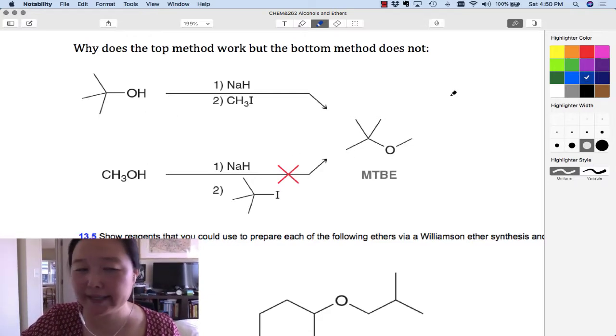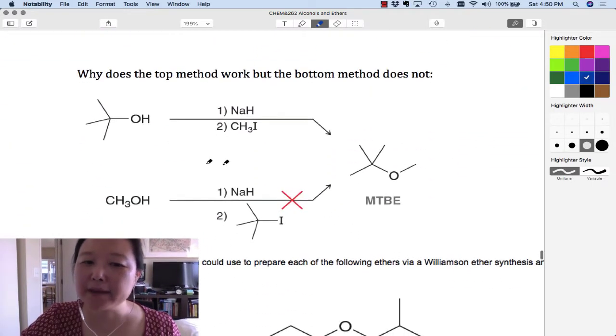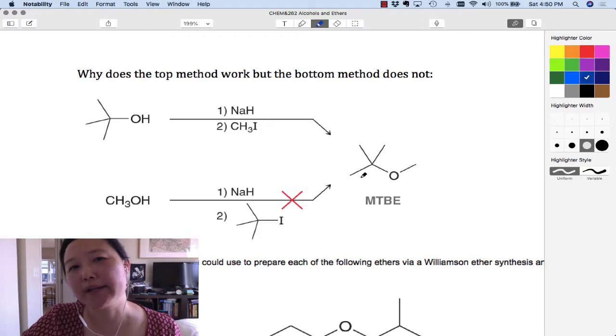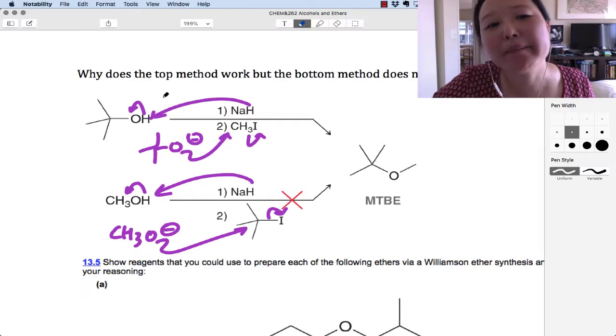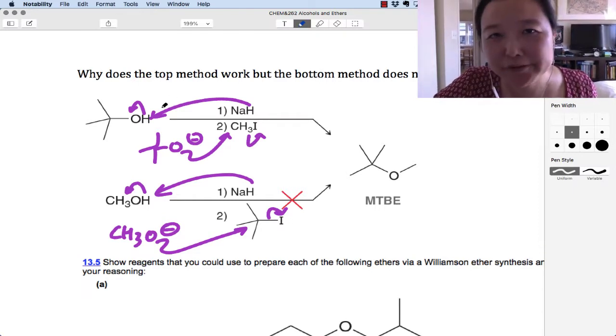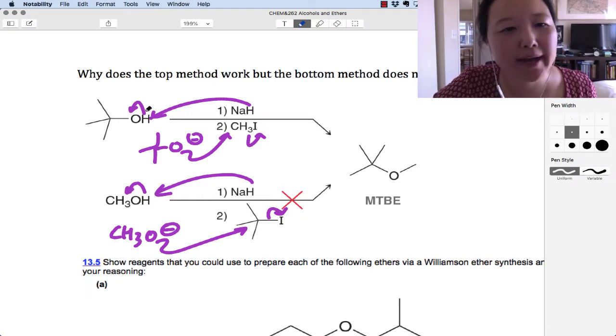Would you take a moment and work through the top, verify that it works using the Williamson ether mechanism that we just went through, and then think about doing the same thing, but with the bottom set of reagents, and see if you can think of any reason why the bottom one would not work as well. Okay, everyone, the key to this is remembering some of the concepts from first quarter. The first step is not a problem. It's just an acid-base reaction. You just grab a hydrogen with a strong base and you make this alkoxide, tert-butoxide in this case. You attack the methyl iodide and release the iodide.